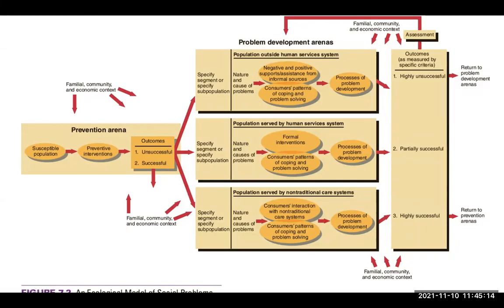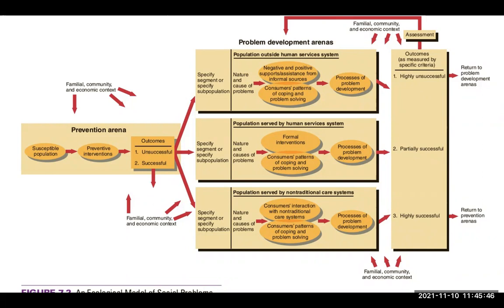This is a flow chart that is presented in chapter 7. And this is a useful diagram for social problems when developing solutions. This kind of flow chart is useful since it places problems in a developmental context. As you can see, it has 5 different cells. The first one on the far left represents the prevention arena.